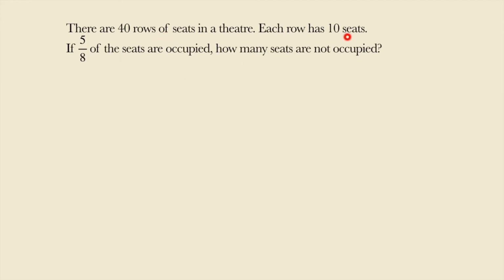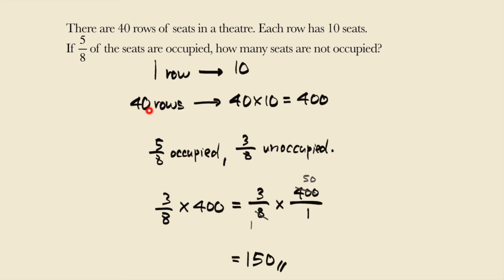There are 40 rows. Each row has 10. Can we not find the total number of seats? Absolutely. If 5/8 are occupied, how many not occupied? First find the number of seats. 1 row has 10. 40 rows means 400 seats. If 5/8 were occupied, 3/8 were not occupied. So what's 3/8 of that 400? In this case, of as in multiply, 3/8 of that 400 is simply 150.